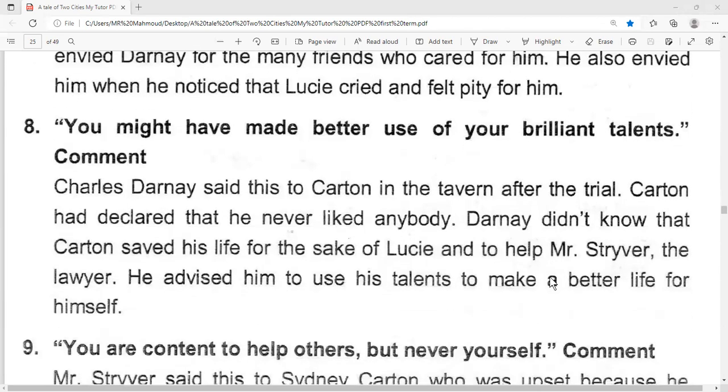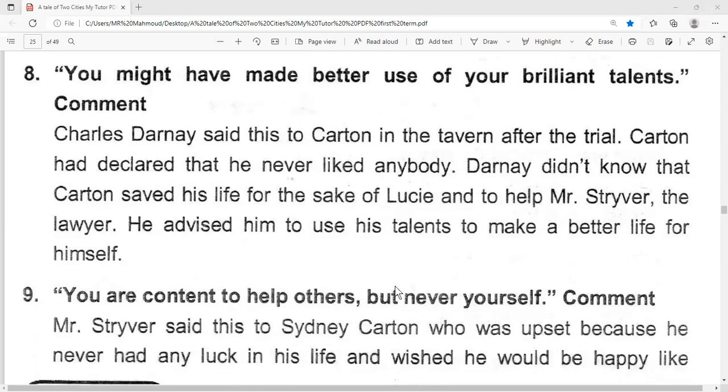You might have made better use of your brilliant talents. Comment. Who said this? Of course, these words were said by Darnley. Charles Darnley said this to Carton in the tavern after the trial. Carton had declared that he never liked anybody. Darnley didn't know that Carton saved his life for the sake of Lucy, and to help Mr. Stryver succeed in law.